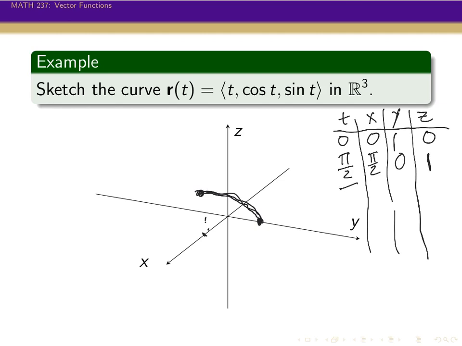If we then go to pi, we're going to be pi out. My y, cosine of pi, is now minus 1. Z is going to be 0 again. So at pi, my y is out at minus 1, z 0, and we kind of come back down around there. If we go to 3 pi over 2, then x is going to be 3 pi over 2, y is going to be 0, z is going to be minus 1. And so that would be there, go down.